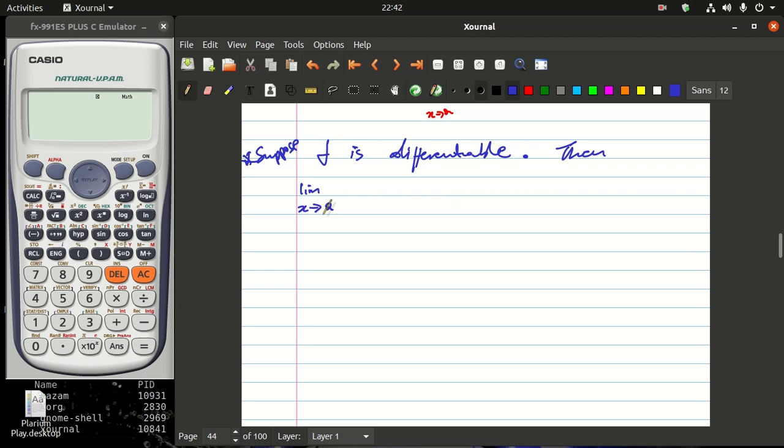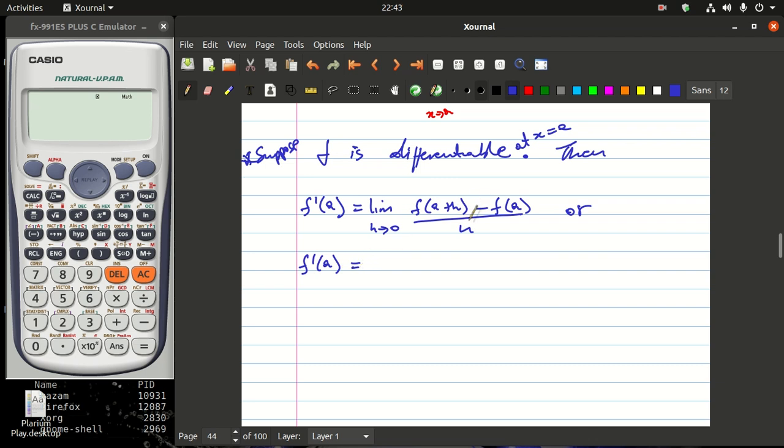a. Remember the definitions that we had here. We had several definitions for a: suppose f is differentiable at x is equal to a. If that is the case, we know that f prime of a can be rewritten as the limit as h approaches 0 of f of a plus h minus f of a, divided by h. So this one here is happening, it exists. Remember this definition is the first principle.